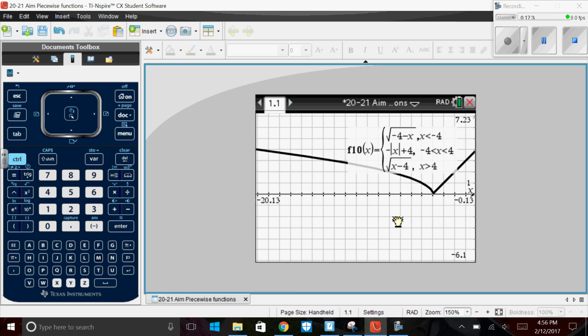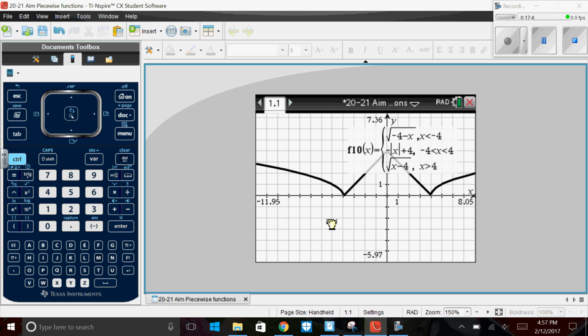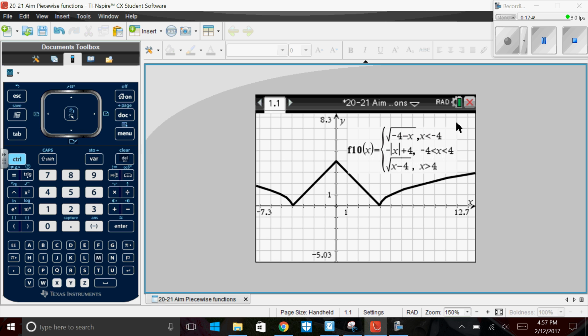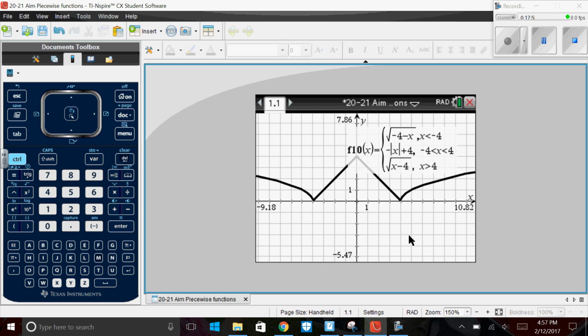So notice as I'm moving it left and right, there's no end to this one because x is less than -4, so it goes on forever to the left. And this other piece, x is bigger than 4, it goes on to the right forever. So you can make pretty designs and functions. It's pretty cool. And that's all there is to it.